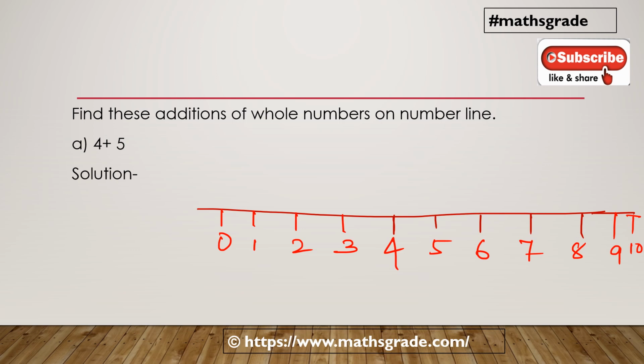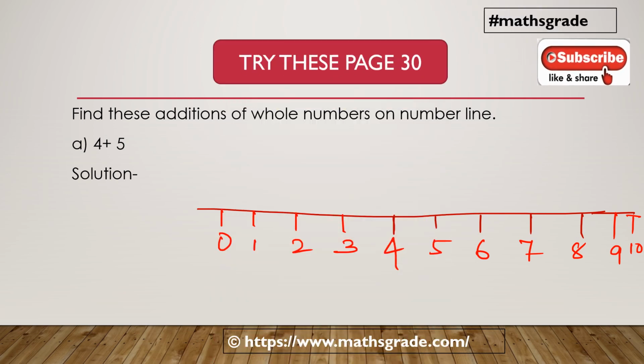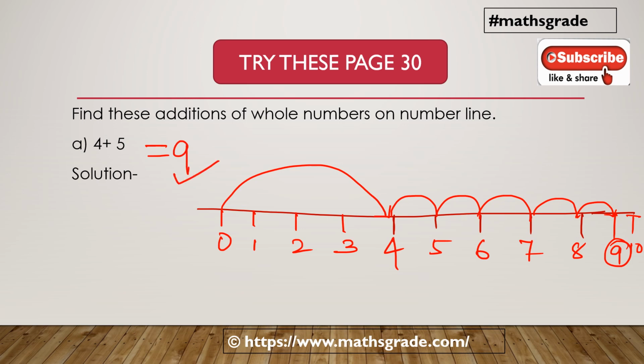Starting from 0, move to the right hand side. This is 0 to 4. Then plus 5: 1, 2, 3, 4, 5. So this number is 9. So 4 plus 5 is 9. This is the representation of the addition of 4 plus 5 on the number line.